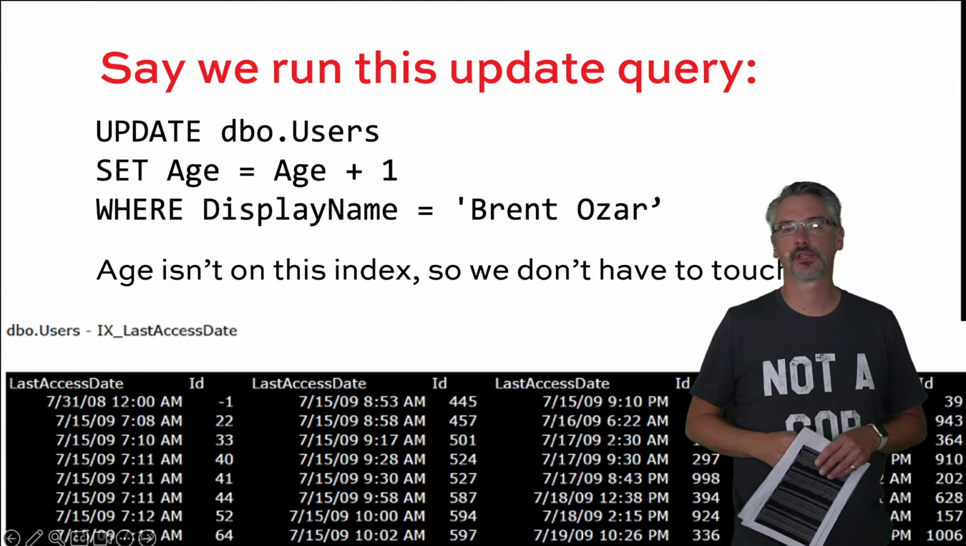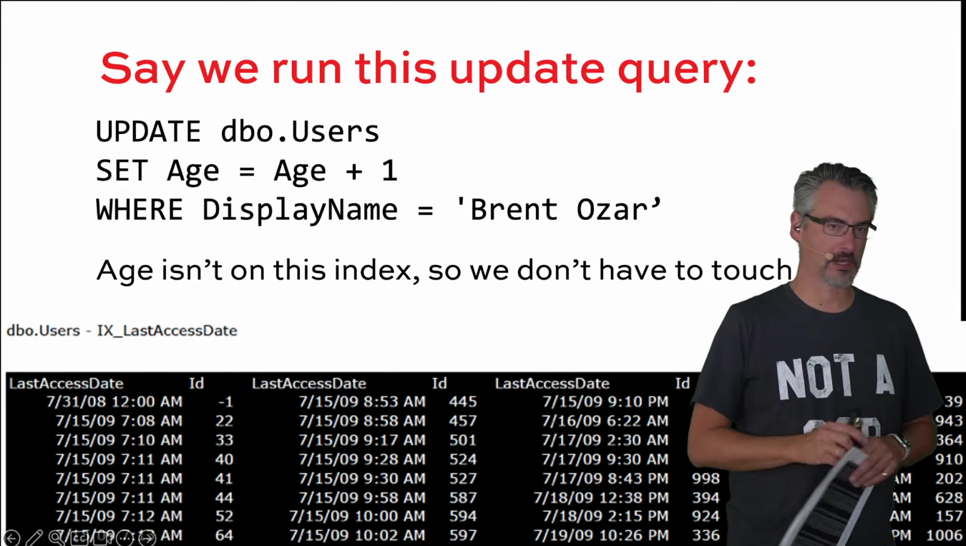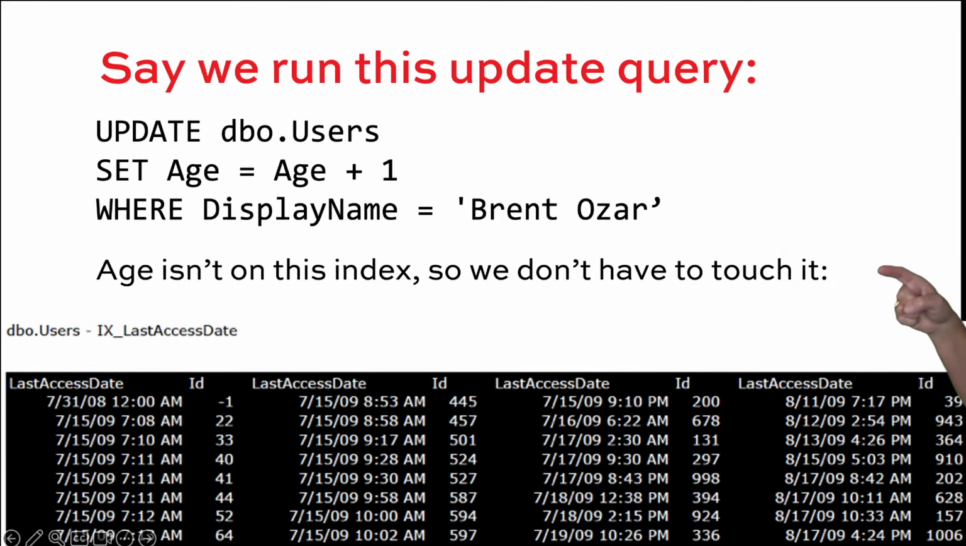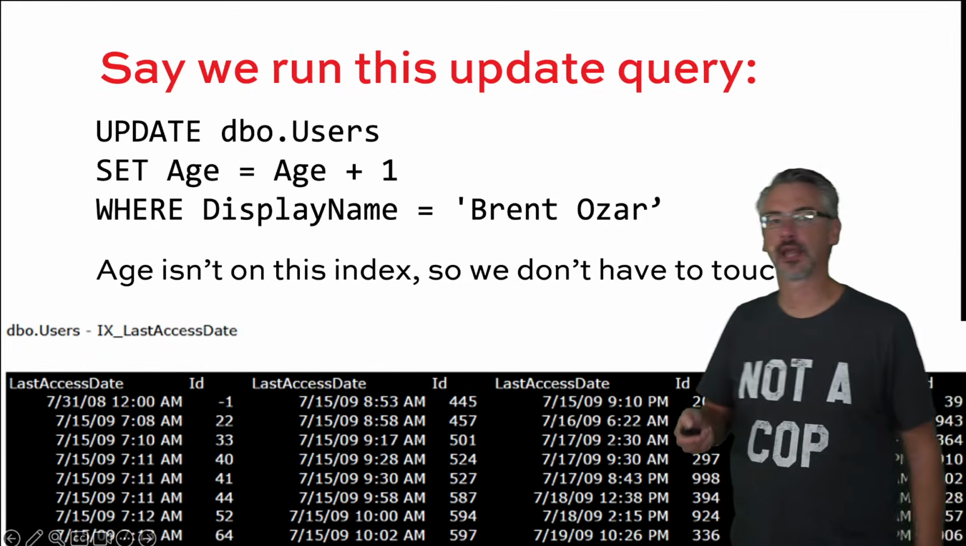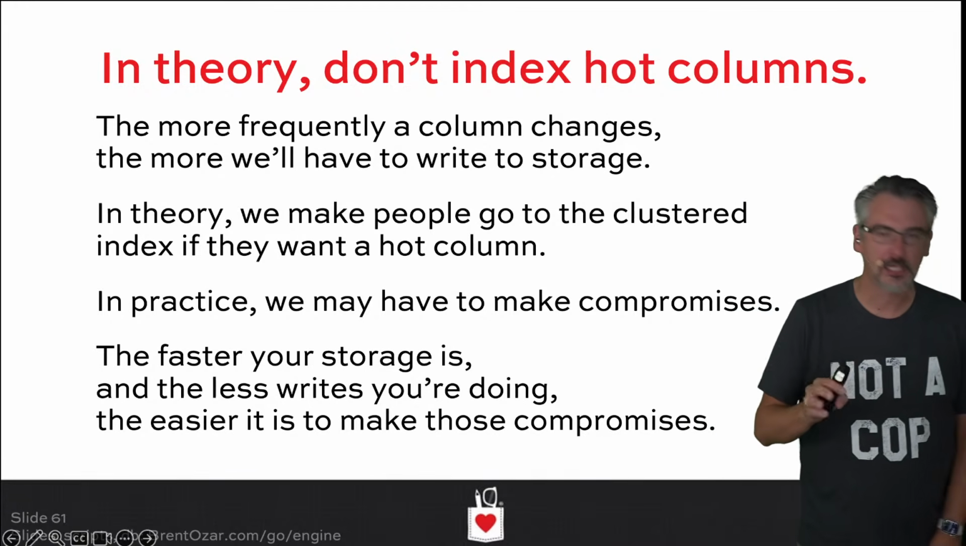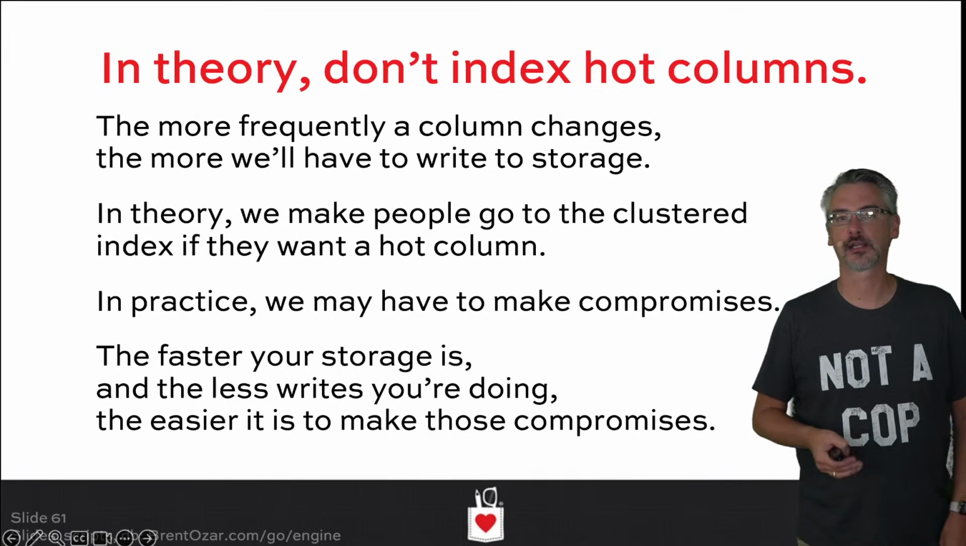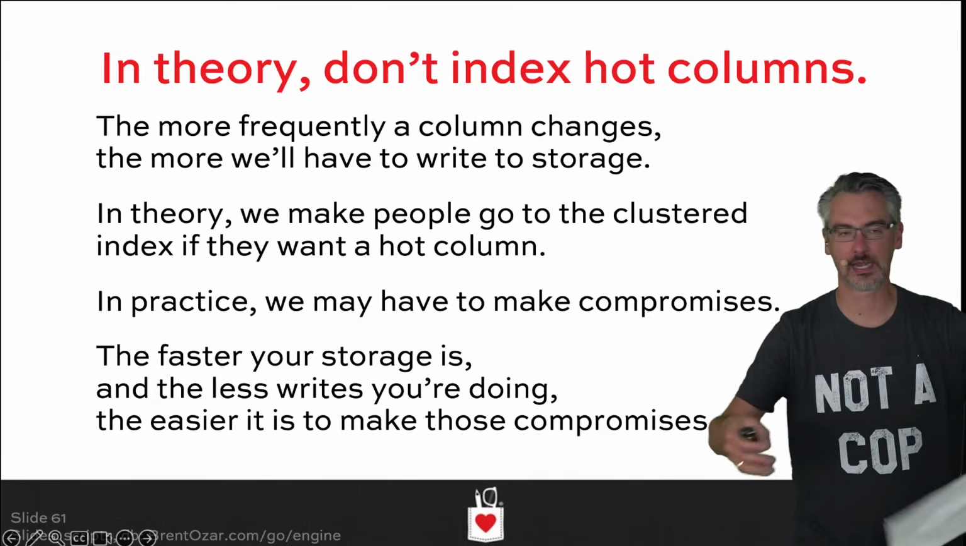Say, for example, that I run the update query. It just so happens that I very recently had a birthday. Say that if you update users and you set my age to age + 1, age is not on this index that we created, so I don't have to worry about that extra index slowing me down. But I just need to make sure that you stay aware that you don't index very hot columns if you can avoid it.